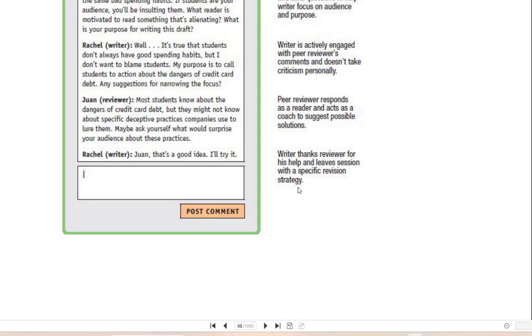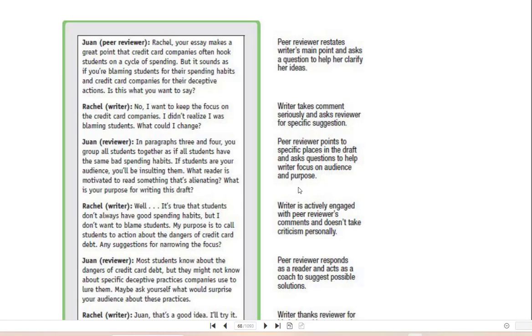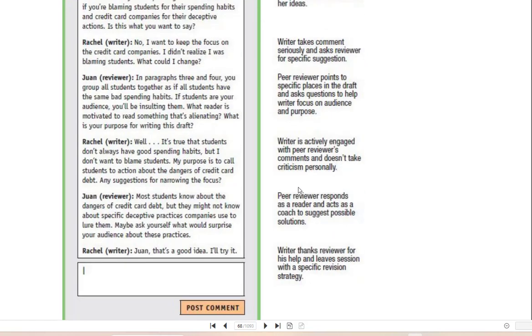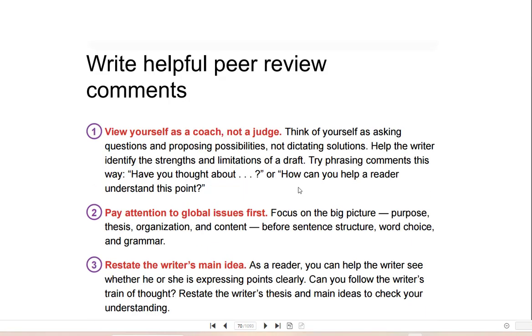I'll try it. And so here, your peer reviewer restates the writer's main point and asks a question to help her clarify her ideas. The writer takes the comment seriously and asks the reviewer for specific suggestions. The peer reviewer points to specific places in the draft and asks questions to help the writer focus on audience and purpose. The writer is actively engaged with the peer reviewer's comments and doesn't take the criticism personally. So don't take the peer reviewer's comments personally.